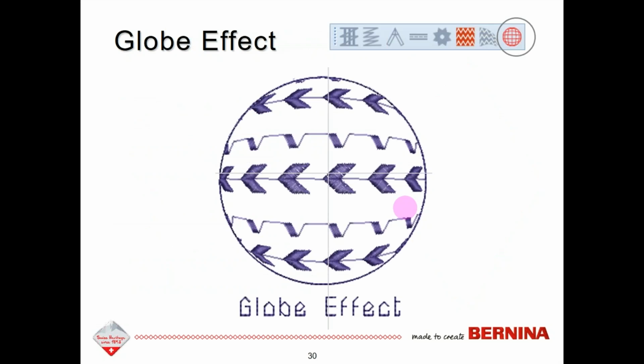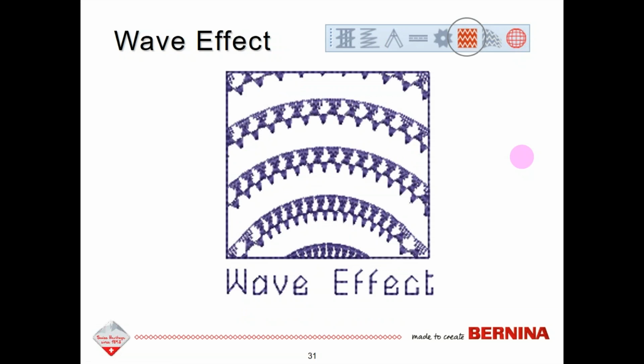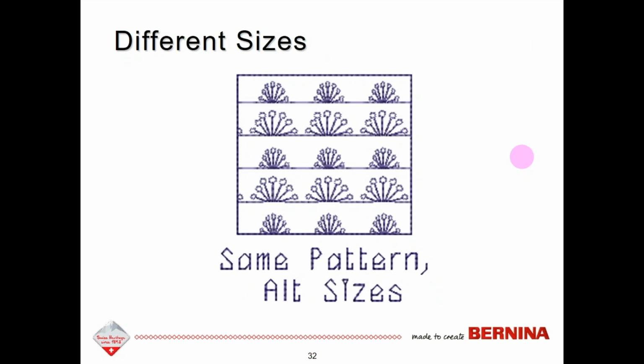Also, pattern fills and alternate pattern fills work with the globe effect. Remember, the globe effect is in your effects toolbar, which is part of the stitch toolbar. Once you create your duplicate or your alternating pattern fill, you can just click on the globe effect and that will give it some dimension. One other thing that you can do is the wave effect. This is also found in the effects toolbar. And again, create your double pattern and then apply the wave effect. And remember that you can try different sizes of the same pattern in your alternating pattern fills, so you can get some different types of effects that way.